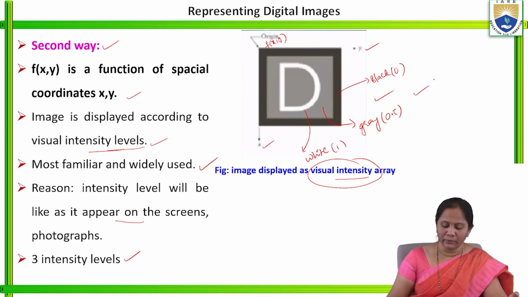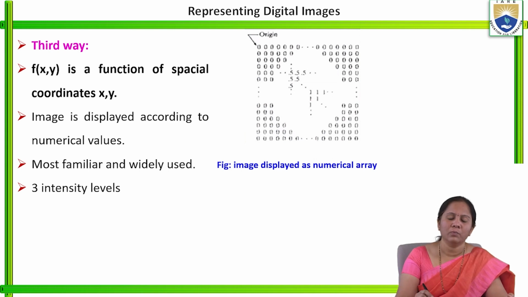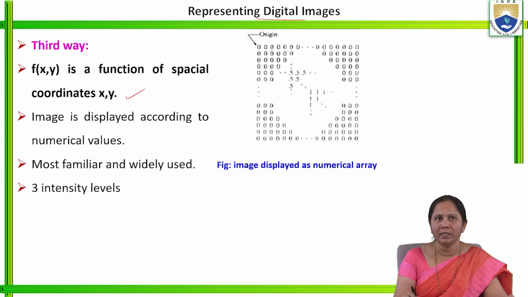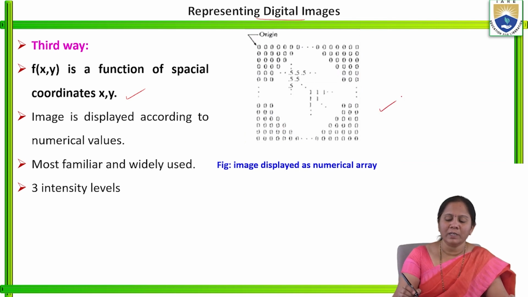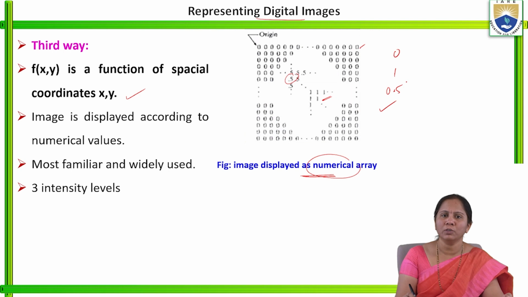And this is one method of representing digital images. There is also one more way to represent digital images. f(x, y) is a function of spatial coordinates x and y, and this is another representation of digital images. In this figure we can observe it is represented in the form of numerical values. Here you can see different numerical values: 0, 1, and also 0.5.